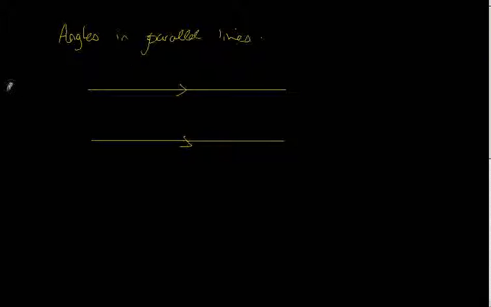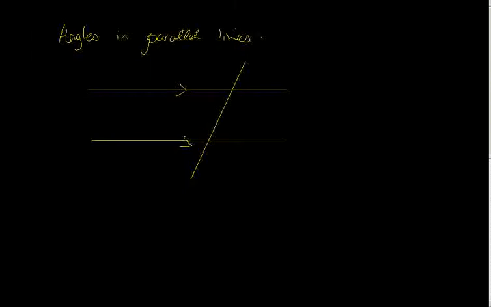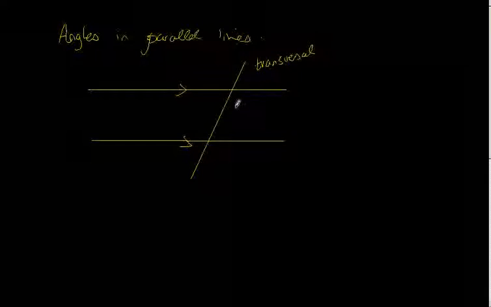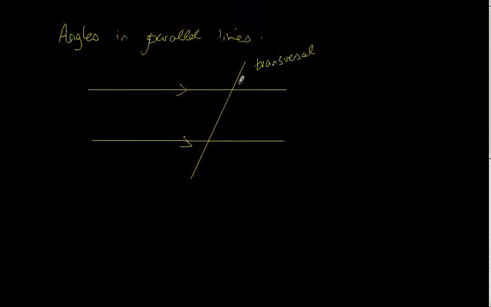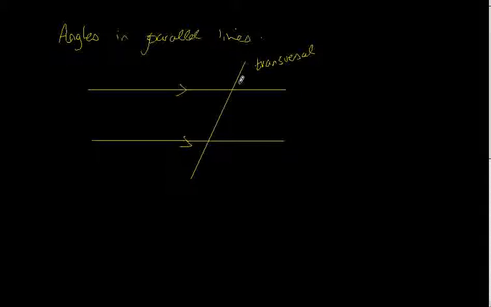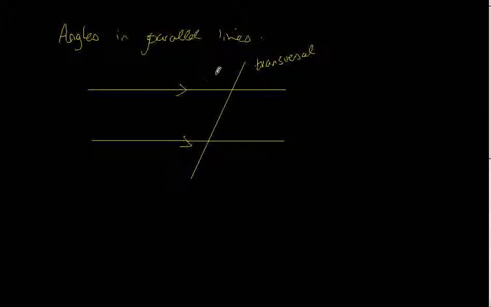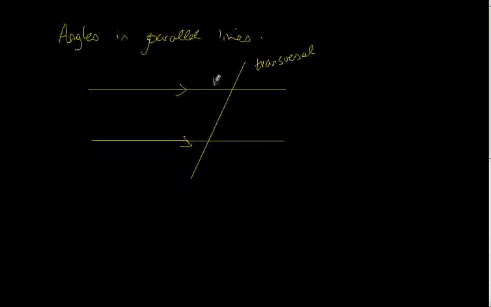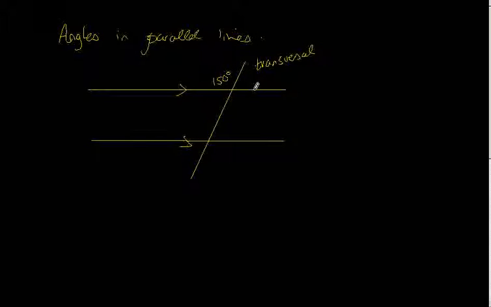And we could have a line that passes through these two parallel lines, and this line that passes through them is called the transversal line. When this occurs, certain angles appear in these parallel lines, so we are going to try and find out what they are. But first of all, let's say that we're going to work with a certain angle over here. Let's say this is 150 degrees.